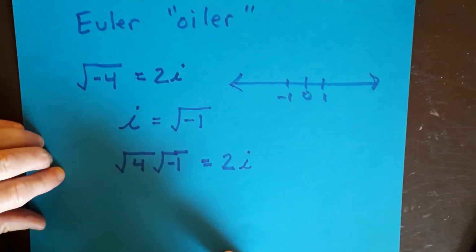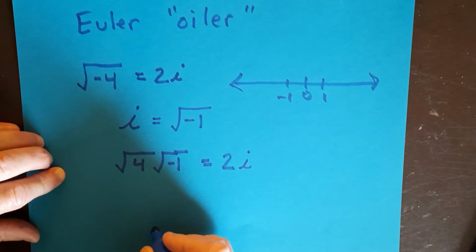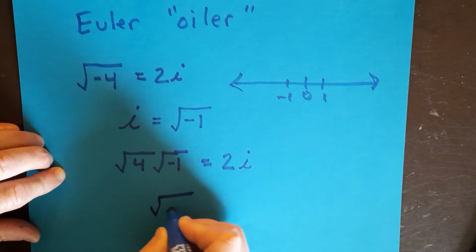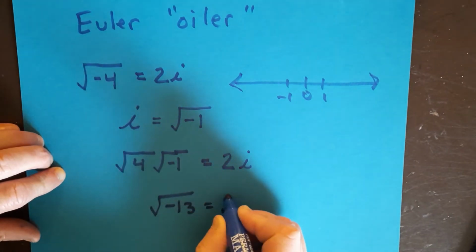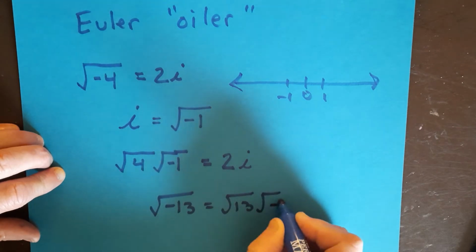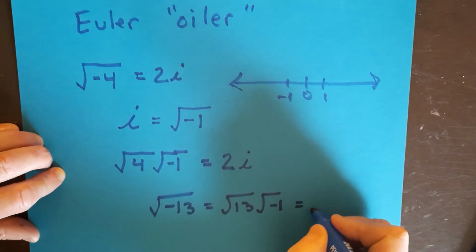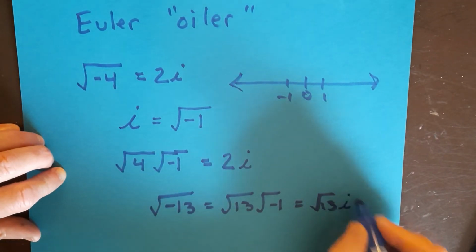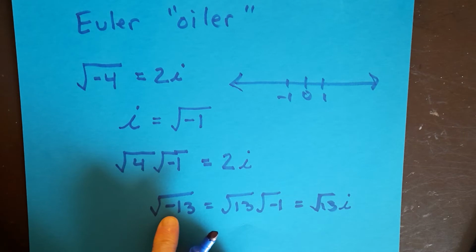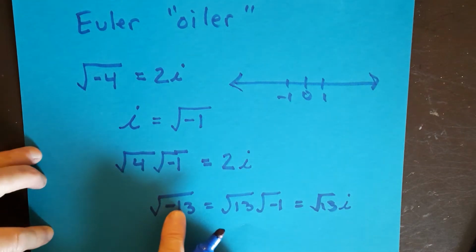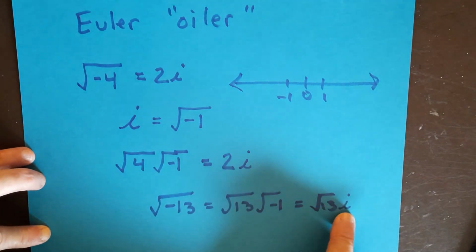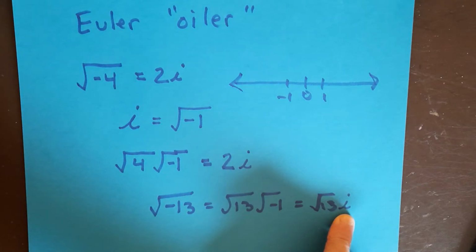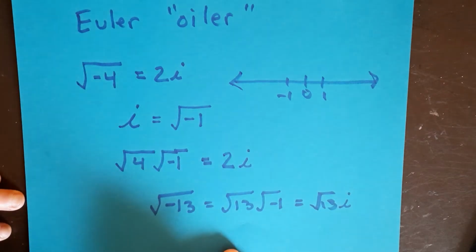Does that make sense? So the square root of, say, negative 13 becomes the square root of 13 times the square root of negative 1, which equals the square root of 13 times i. Well, that's another way to write the square root of negative 13. We can get rid of the negative sign that's underneath the radical by using Euler's notation, which is i. So this can lead us to what are called complex numbers.